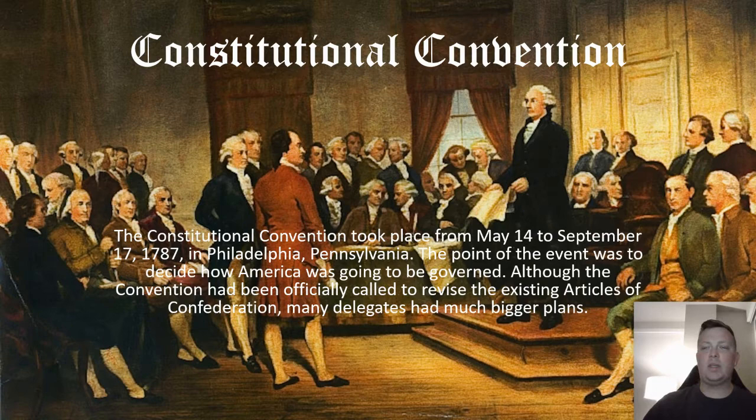The Articles of Confederation, as we all know, were failing to effectively govern the country. Many of the delegates going to this Constitutional Convention, which I'll call Con-Con from now on to be a little bit shorter and easier, were there to revise the existing Articles of Confederation, but many of them had bigger plans to actually completely replace the document.